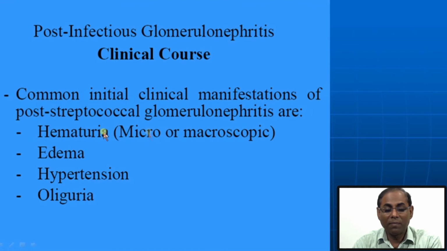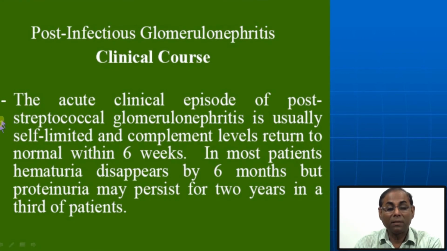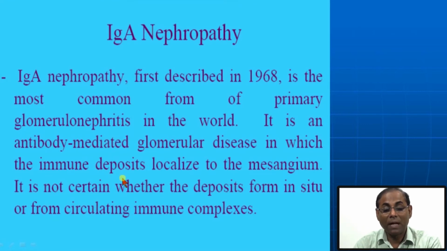Now, the common initial clinical manifestations are hematuria, microscopic, sometimes macroscopic also, edema, hypertension and oliguria, a typical nephritic syndrome. Acute clinical episodes of post-streptococcal nephritis are usually self-limited, and complement level returns to normal within 6 weeks. In the acute proliferative exudative phase, the serum C3 level may be low, but it comes back to normal within 6 weeks. In most patients hematuria disappears by 6 months, but proteinuria may persist for 1 to 2 years in 1/3 of the patients. So, that is the typical course of post-infectious glomerulonephritis.